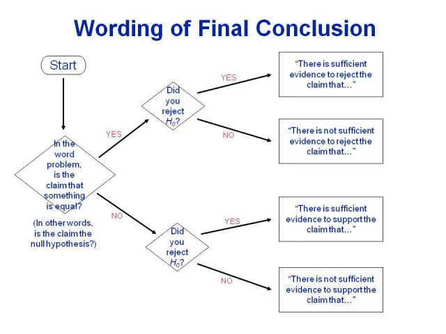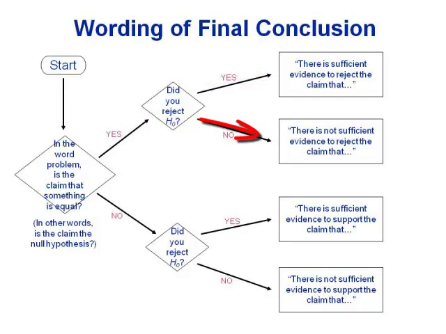So pretty much you start by saying, what was the actual claim in the problem before you even wrote down your hypotheses? Did that claim end up going into the null, or did it end up going into the alternative? So if it's the null, then we say yes. Okay, so it's the null. Did I reject the null? If I did, then I have sufficient evidence to reject the claim. If I did not, then there's not sufficient evidence to reject the claim.